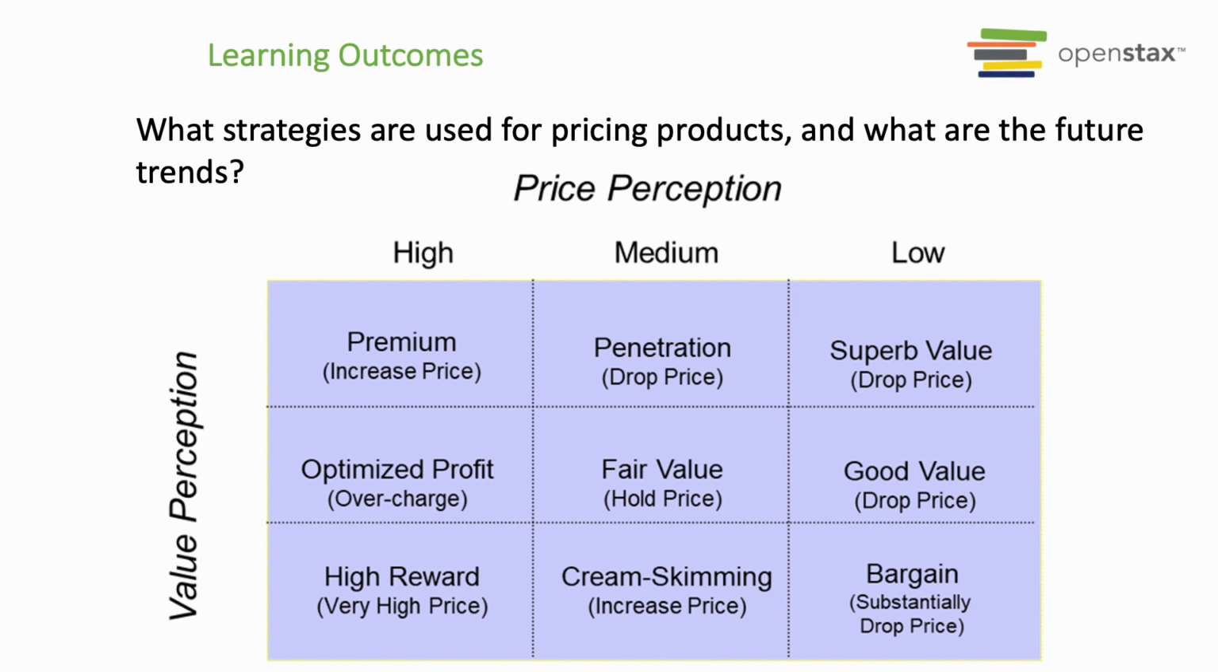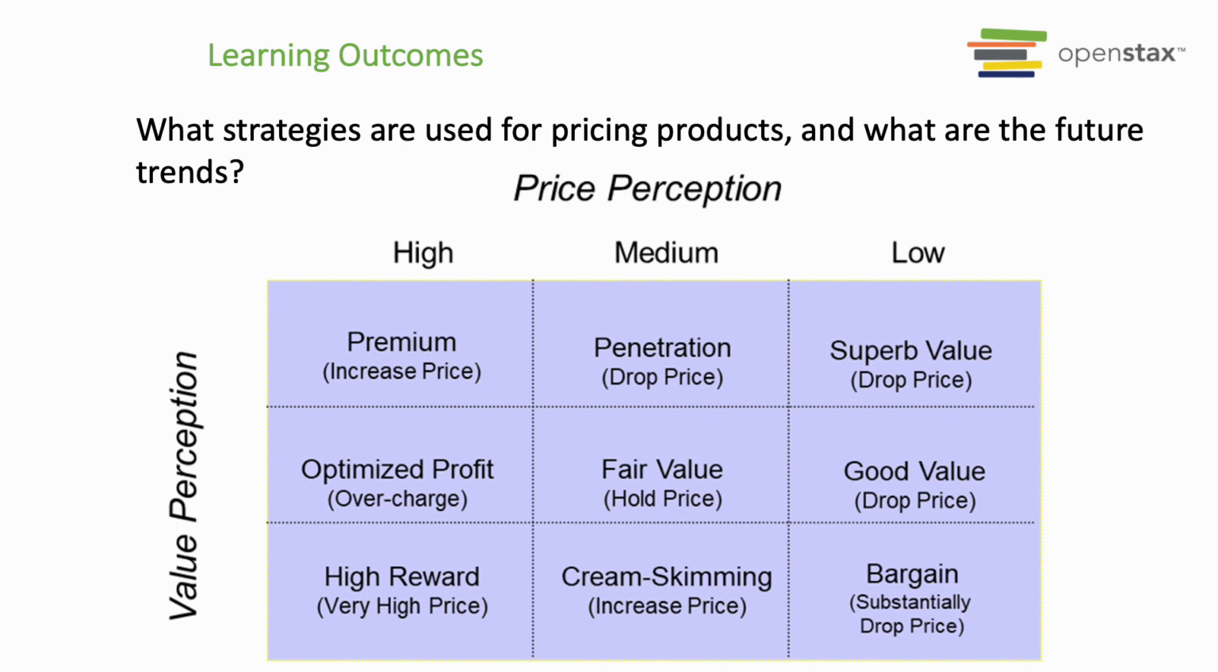Now I also go to the completely opposite case, at the lower right side of this table. Here we look into the very low value perception and a very low price perception. Still, we have people who buy. And here we call that, of course, a bargain. These are substantially dropped prices. Of course, here we drop the price in order to sell. People call that a bargain. We always have people who are attracted by the bargains as well.